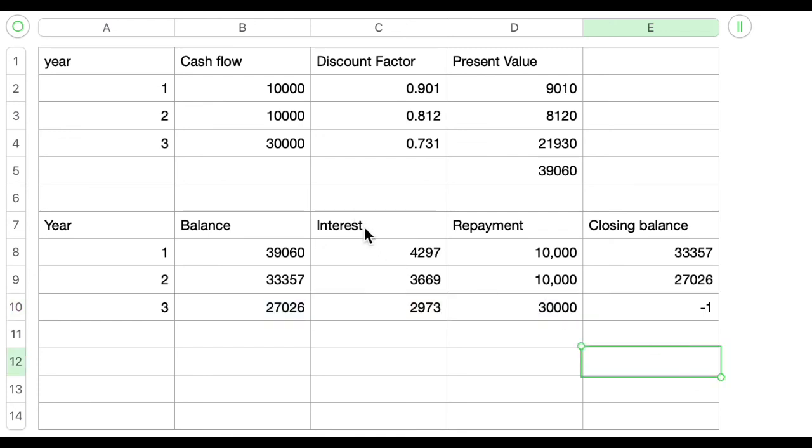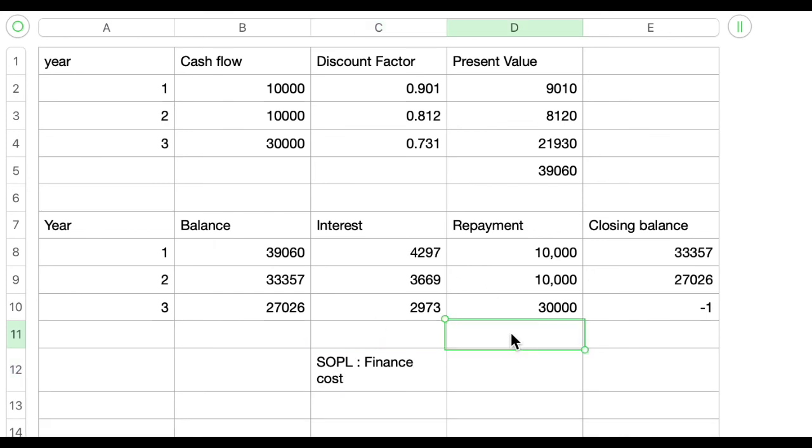So the amounts that you see under the interest is what you'll be showing in your statement of profit or loss as your finance cost. Whereas the balances that you see as your closing balance is what you show in your statement of financial position as your lease liability.